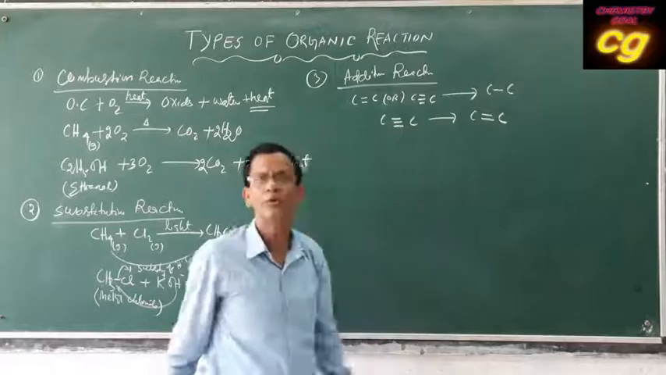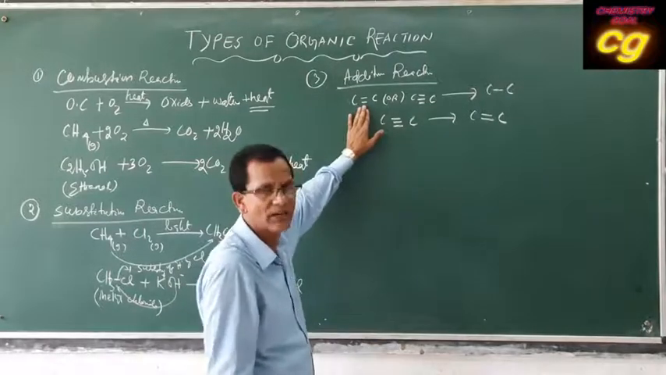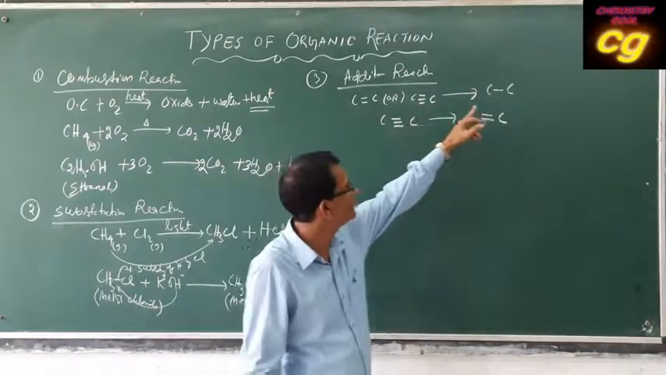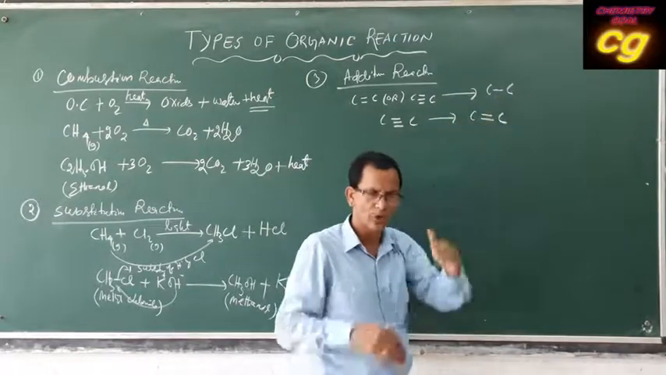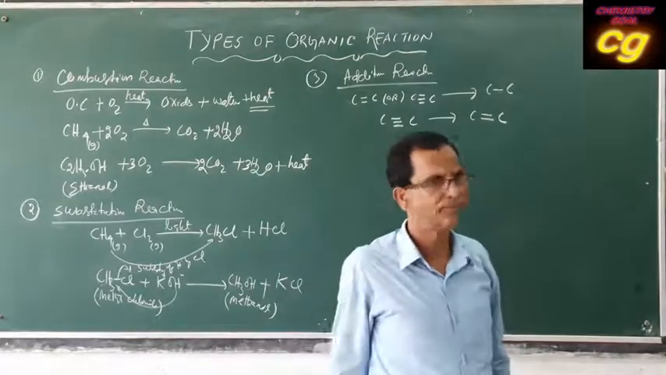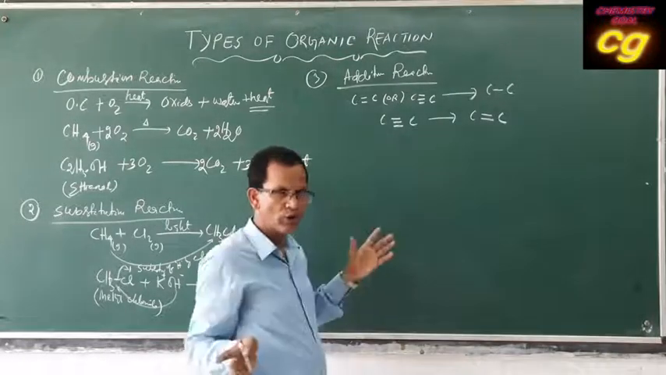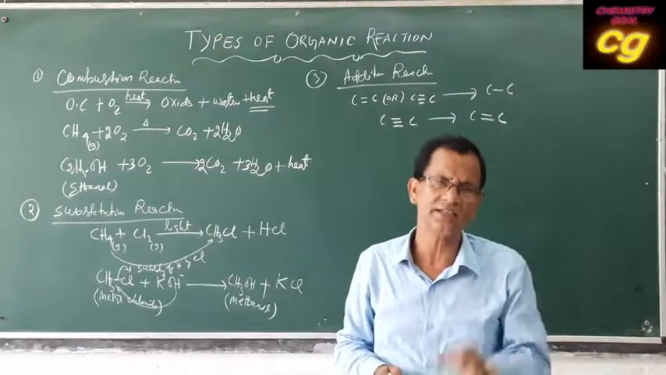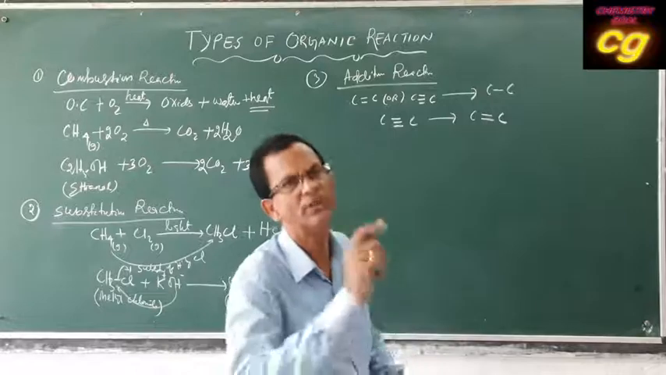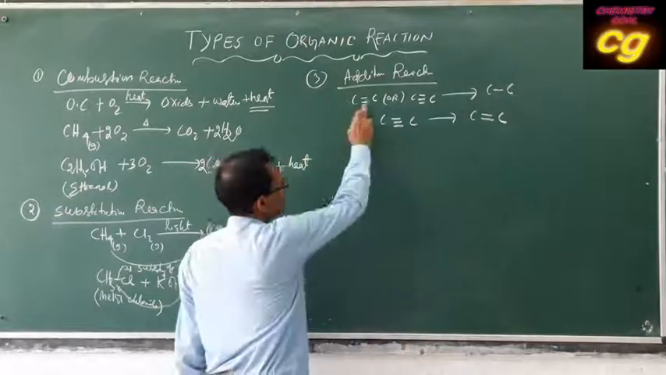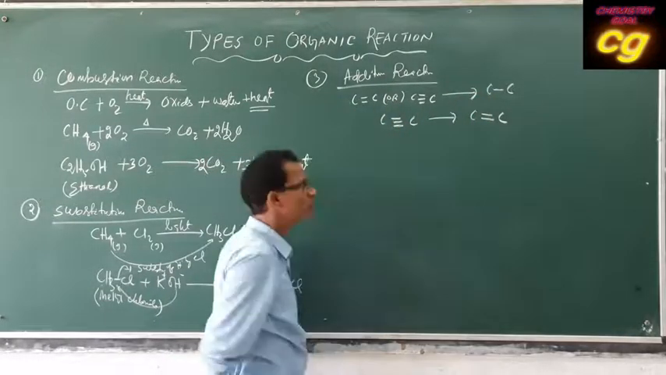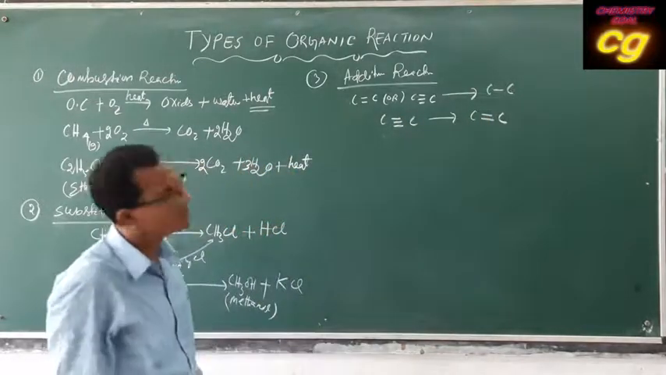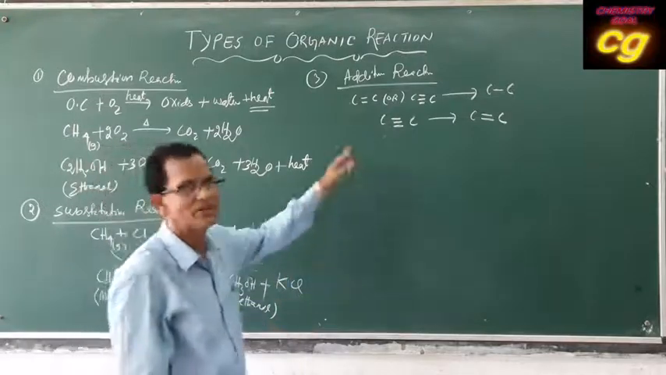If you see the number of covalent bonds, here the number of covalent bonds is 2, here it is 3, but if you see the product having 1, so the number of bonds decreases. When between two carbon atoms the number of bonds decreases, that is called addition reaction. You remember the technique: double bond, triple bond convert to single bond, or triple bond converts to double bond. This type of change is called addition reaction.